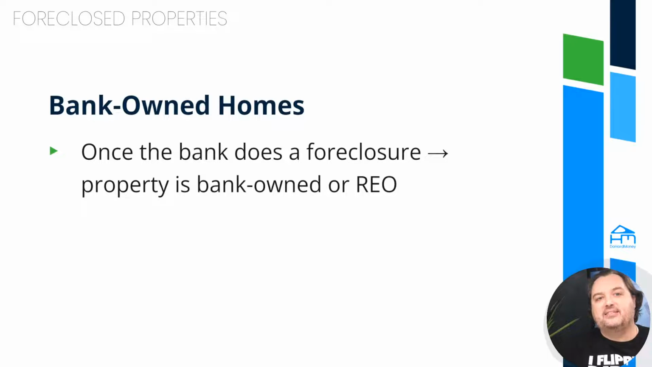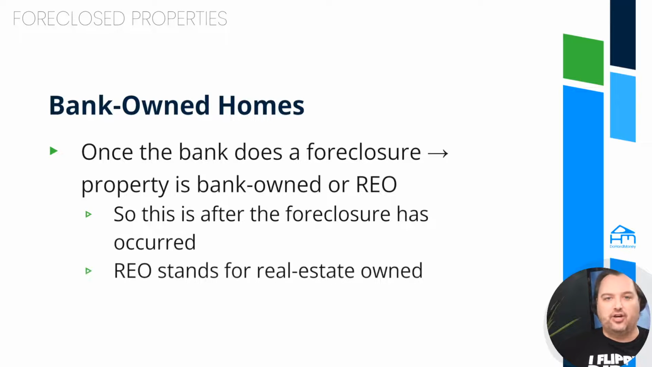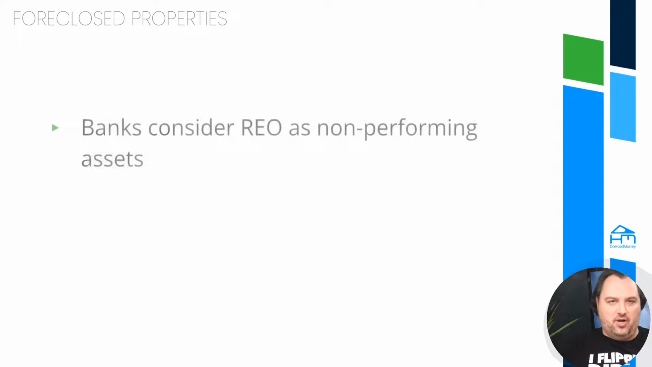So once a bank does a foreclosure, they actually own the property, which is called real estate owned. They call this a non-performing asset. It's an asset because they can sell it and get money, but they're not making any money and it is sitting there, which is called an REO property. So this is after the foreclosure has actually occurred. REO stands for real estate owned.